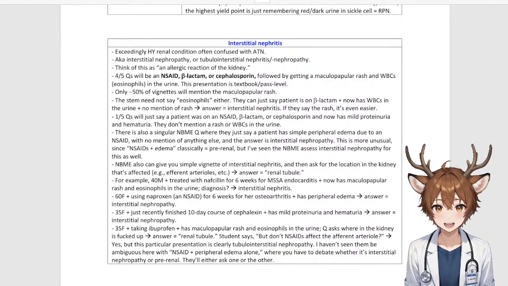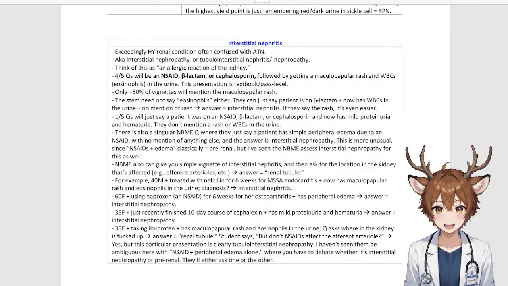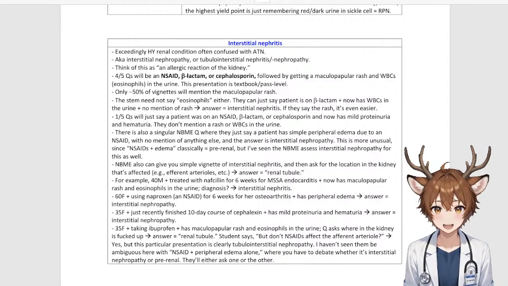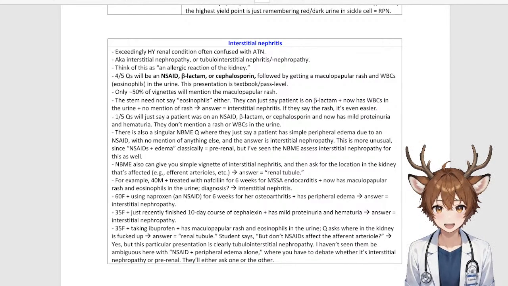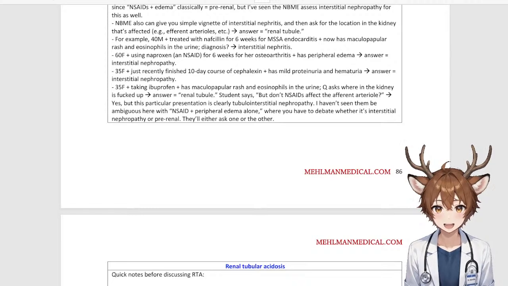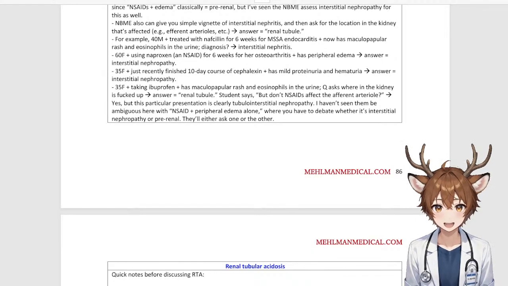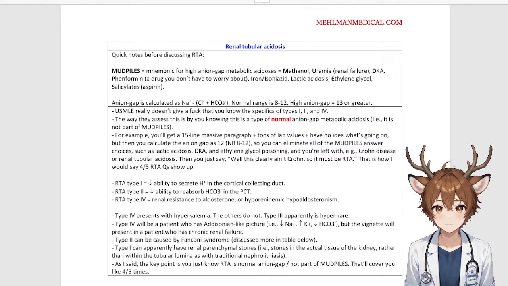Student says, but don't NSAIDs affect the afferent arteriole? Well, yes, but this particular presentation is clearly tubulointerstitial nephropathy. I haven't seen them be ambiguous here with NSAID plus peripheral edema alone, where you have to debate whether it's interstitial nephropathy or prerenal. They'll either ask one or the other. So usually, even though it's tricky to identify which one is which, they probably only have one or the other as the answer, if they're forcing you to use the bare minimum information. We're on 87 now.